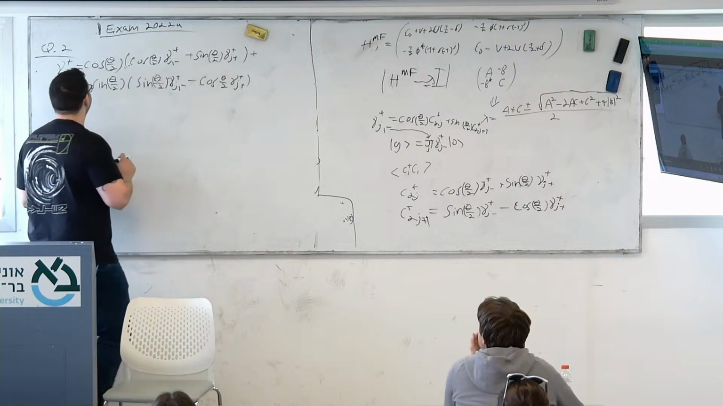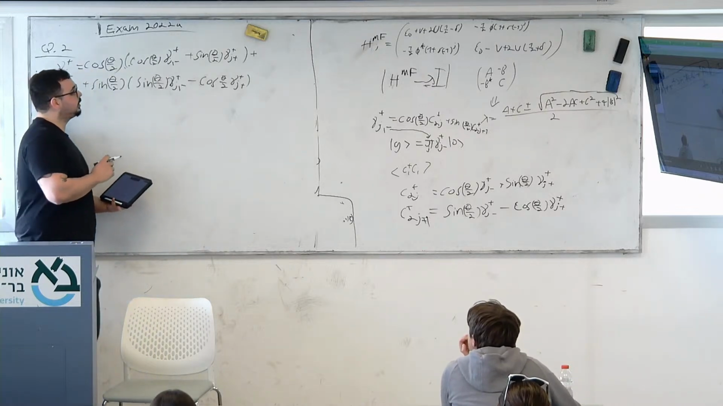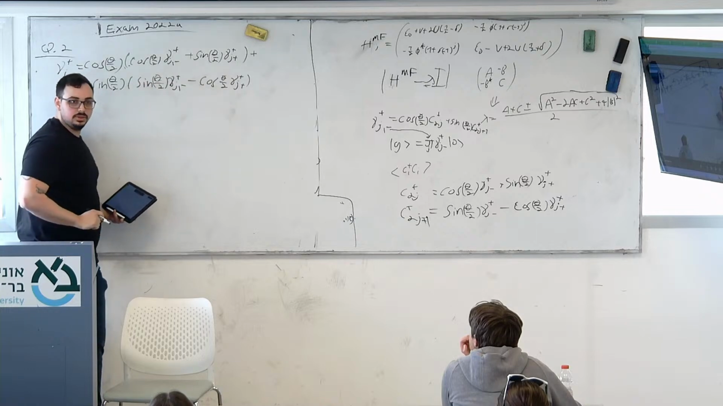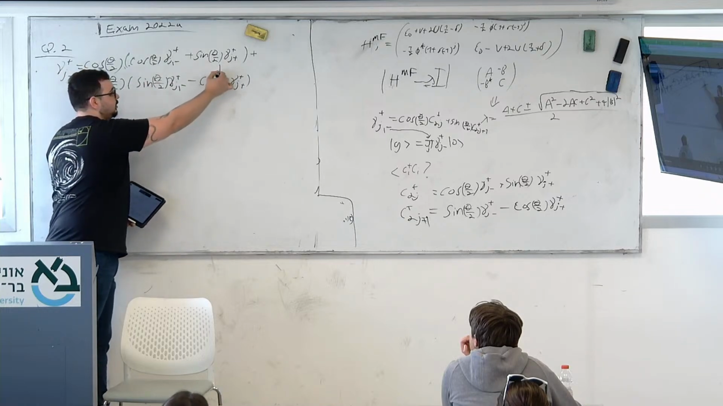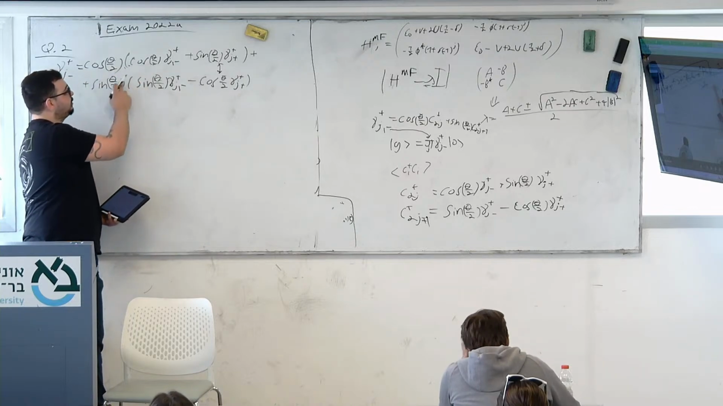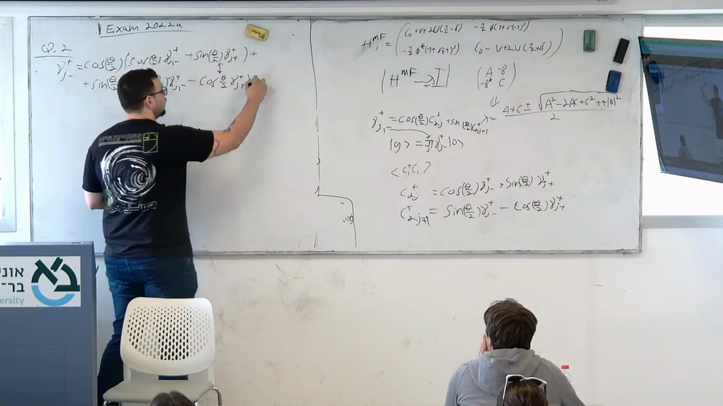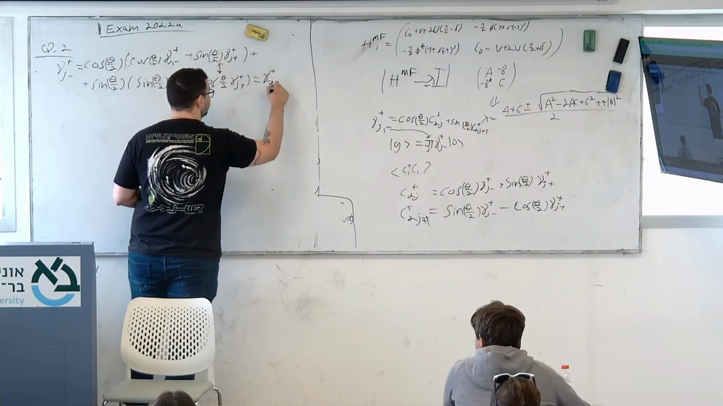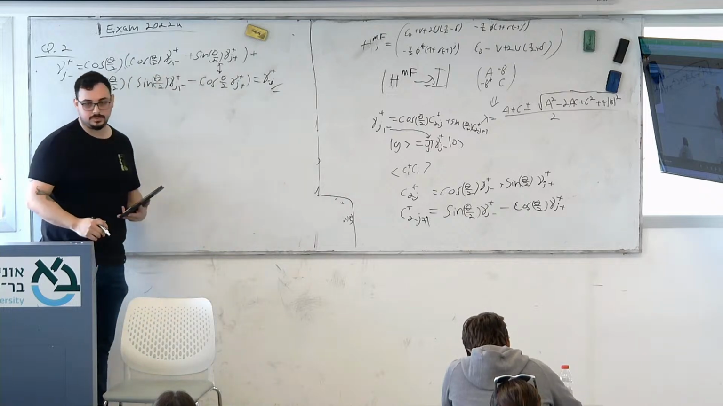Okay, you'll note that cosine, sine, sine, cosine, so these two terms will cancel each other out. And then we'll have cosine squared plus sine squared, which again equals gamma minus J. So the transformation is good.